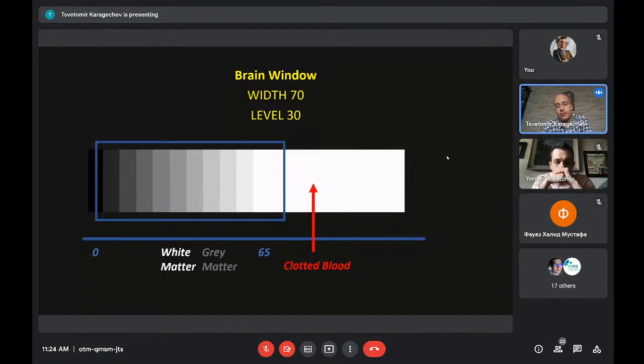Acutely clotted blood has a CT value, a Hounsfield unit value of like 80. So everything above 65 on this window will be completely white. This is true for clotted blood, but also for bone. If you have a layer of blood laying just over a bone, you won't be able to differentiate it because they will be both completely white.